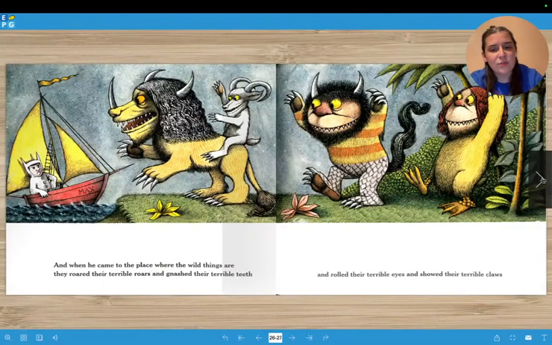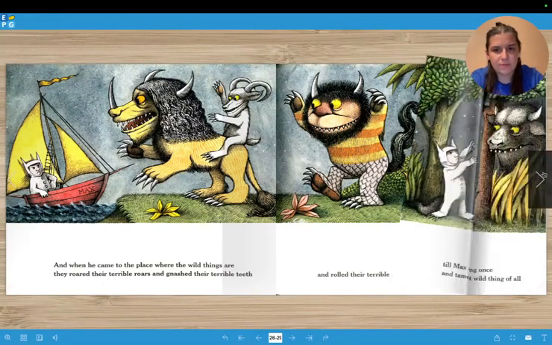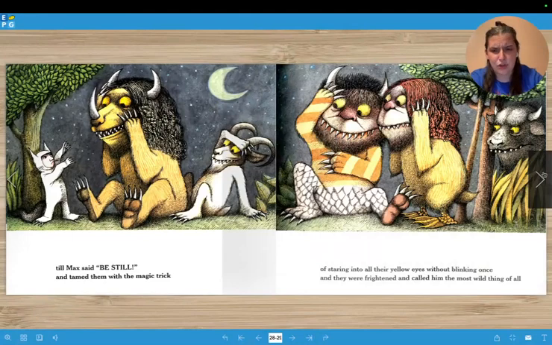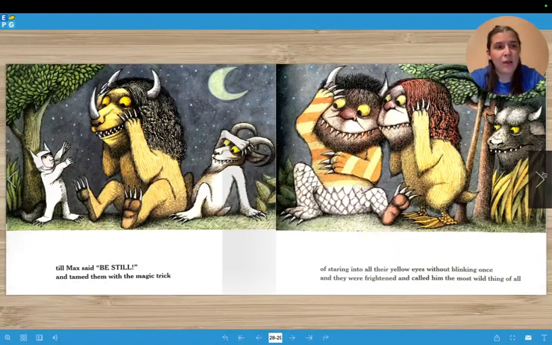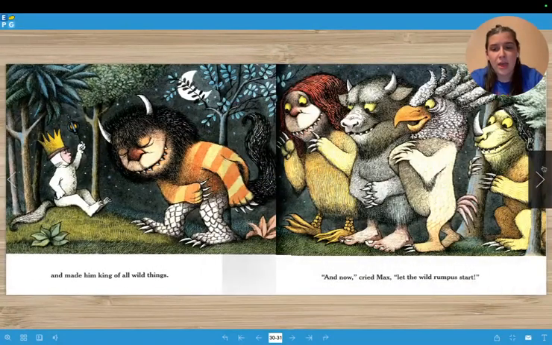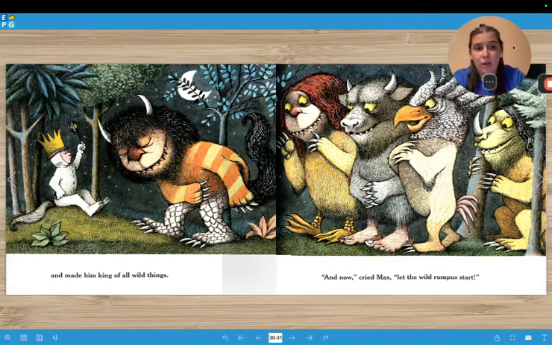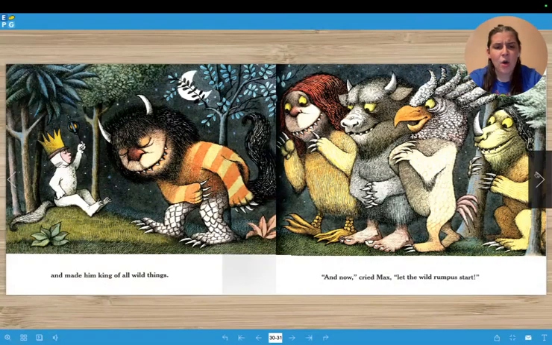And when he came to the place where the wild things are, they roared their terrible roars and gnashed their terrible teeth and rolled their terrible eyes and showed their terrible claws. Till Max said, "Be still," and tamed them with the magic trick of staring into all their yellow eyes without blinking once. And they were frightened and called him the most wild thing of all, and made him king of all the wild things. "And now," cried Max, "let the wild rumpus start."